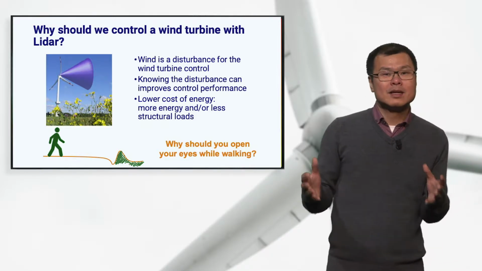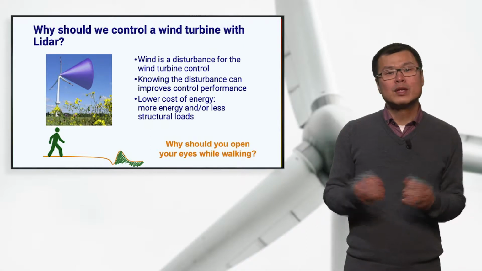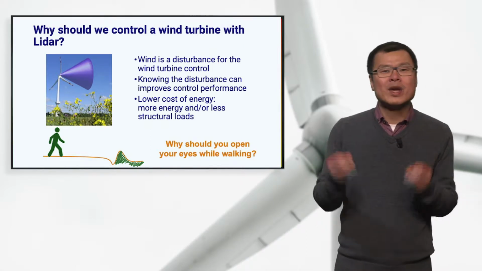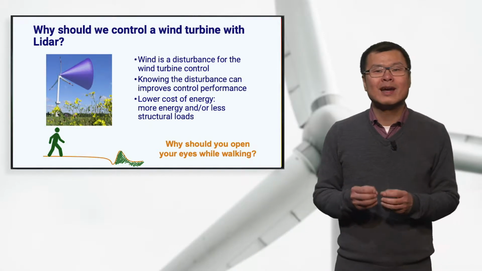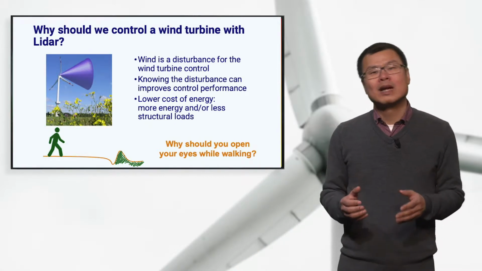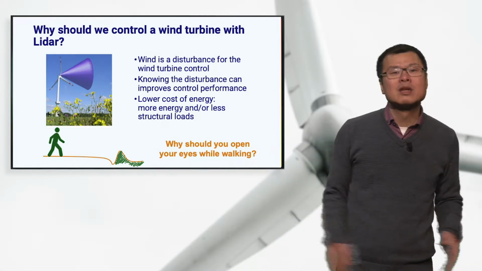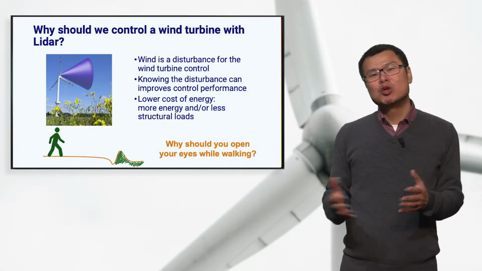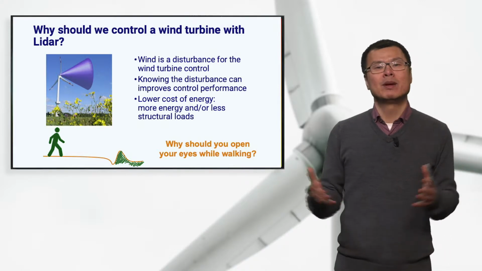A wind gust is the disturbance that the wind turbine encounters. The wind turbine will only react once the disturbance has reached the wind turbine, by changing the blade pitch and the torque. Now imagine you can walk with your eyes open.